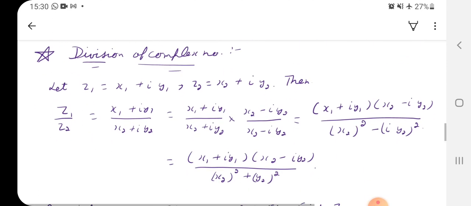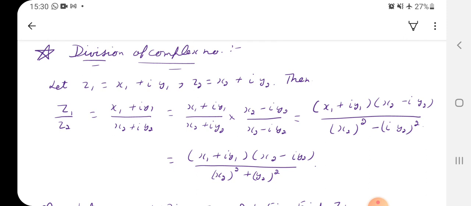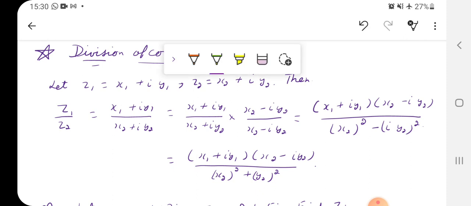Now next is our division of complex numbers. Division of complex numbers. Let z1 be equal to x1 plus iota y1, z2 be equal to x2 plus iota y2. Then z1 over z2 will be x1 plus iota y1 over x2 plus iota y2. Now some procedure is followed. Why? Now see, in the denominator you have iota. What is iota? Iota is nothing, it is root of minus 1.